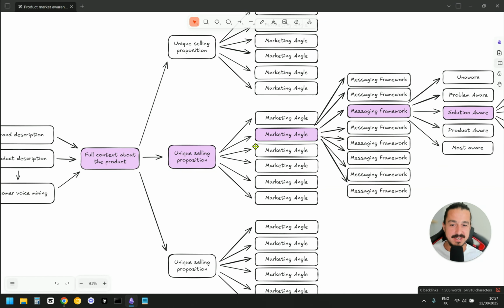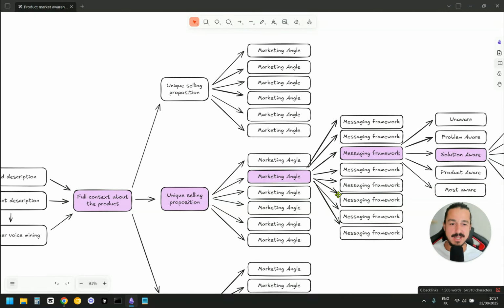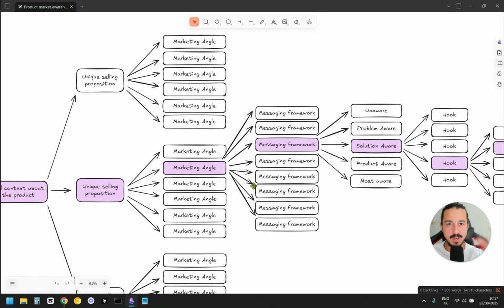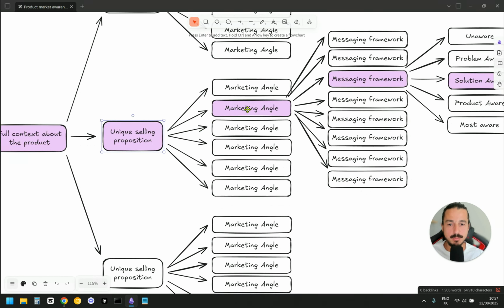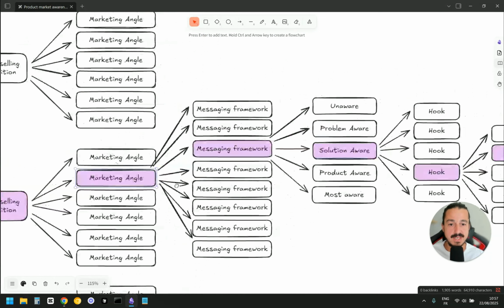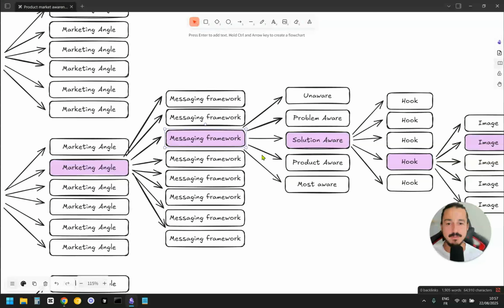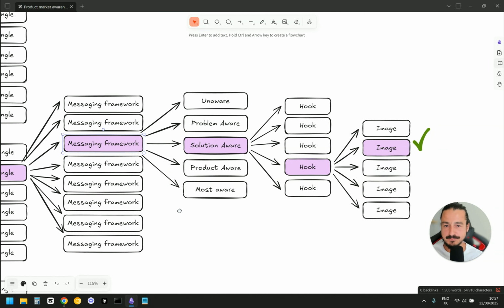So once we have this, we need to frame the message that we are going to create. And we can use specific frameworks that we know work. So when we want to push a specific unique selling proposition using a specific angle, then now we can use a specific messaging framework. I will show that a little bit later in the video, and it will become more clear. But let's move on.